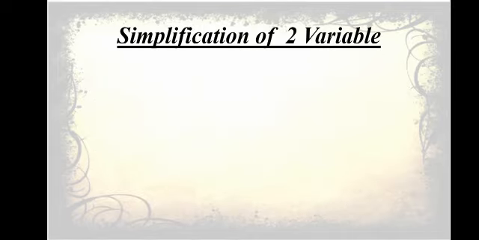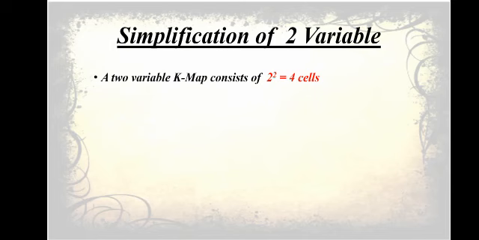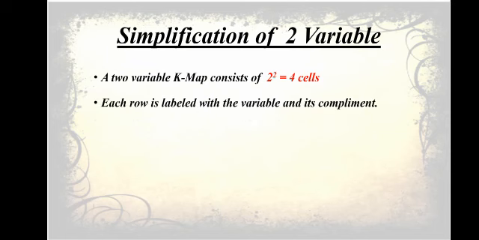Then what is the simplification of two variables? A two variable K-map consists of 2 raised to power 2 is equal to 4 cells. Each row is labeled with the variable and its complement. Later on we will discuss what is the normal variable and what is the complement.